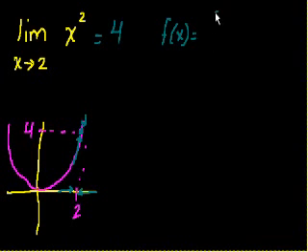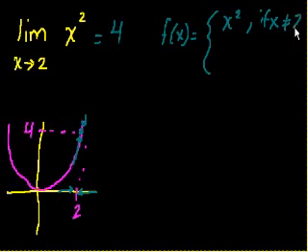Let me say f of x is equal to x squared if x does not equal 2, and let's say it equals 3 when x equals 2. Interesting. So there's a slight variation on this expression right here. So this is our new f of x.